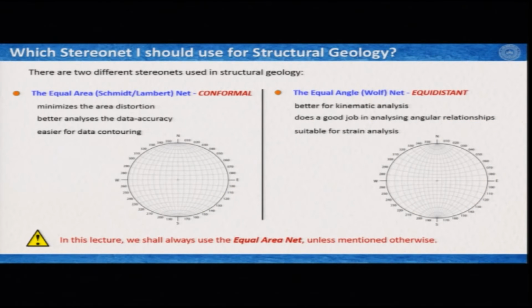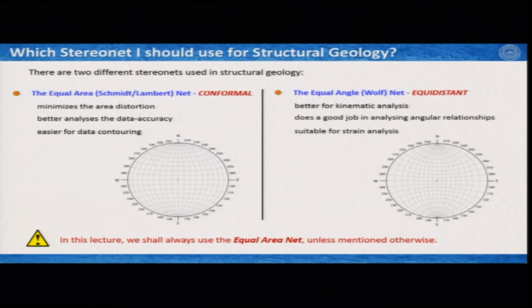Now, as I said, there are many different projection styles and many different possibilities. In structural geology, there are two different types of stereo nets that we use. One is equal area and another is equal angle. The equal area net is also known as the Schmidt-Lambert net, and the equal angle projection is also known as the Wulff projection, or the stereo net is known as the Wulff net.